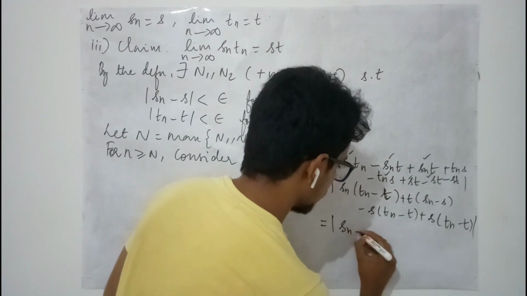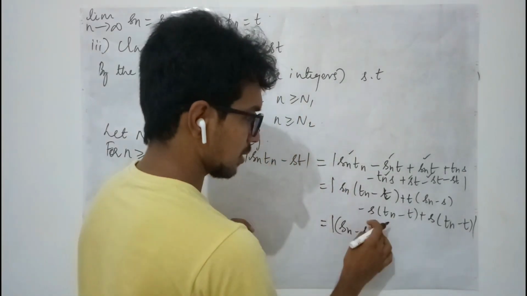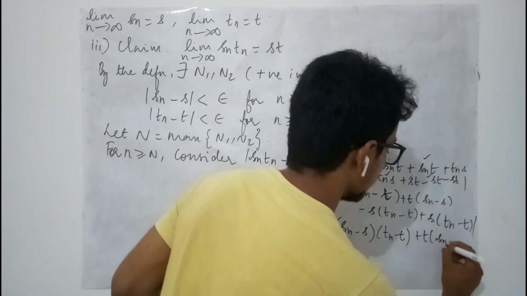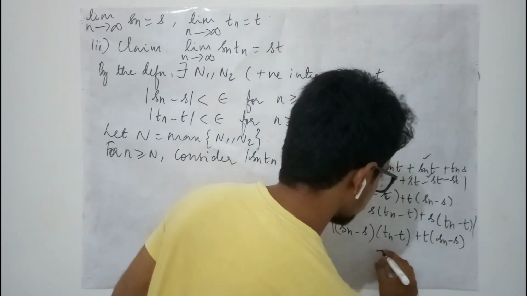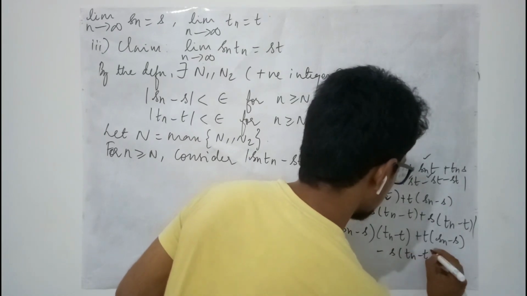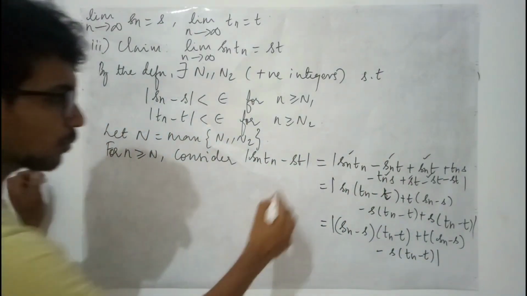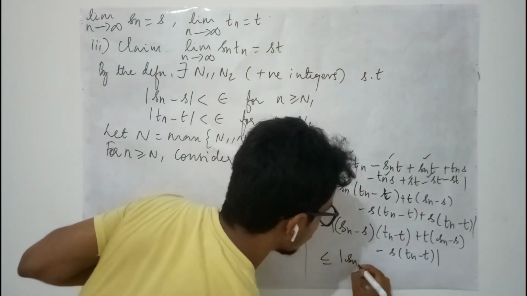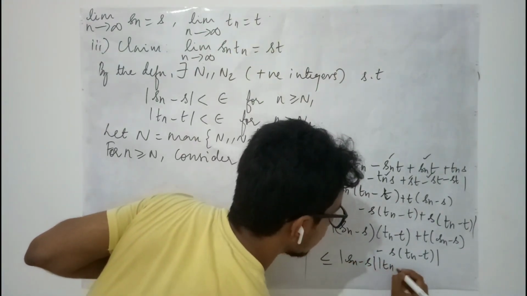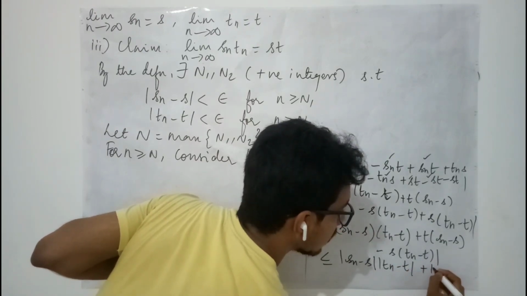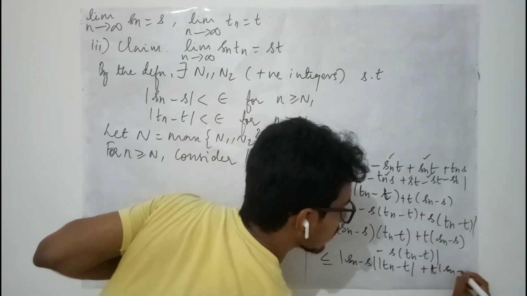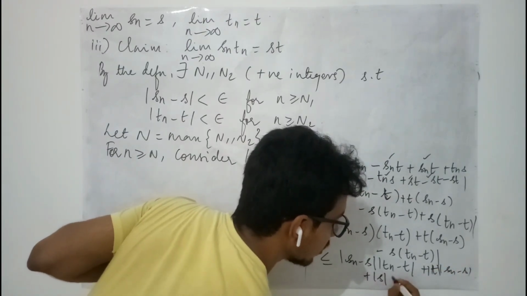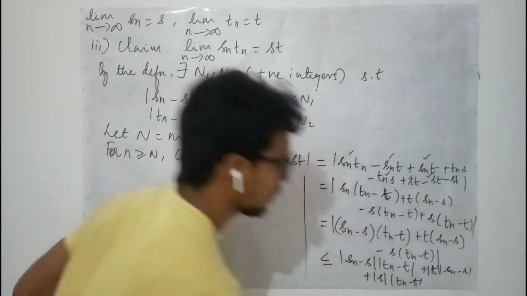It is just a matter of convenience; you take whatever you want. Sn minus S times Tn minus T, plus T times Sn minus S, minus S times Tn minus T. This is what we have. So using the triangle inequality, absolute value of Sn minus S times Tn minus T, plus absolute value of T times the absolute value of Sn minus S, plus absolute value of S times the absolute value of Tn minus T.